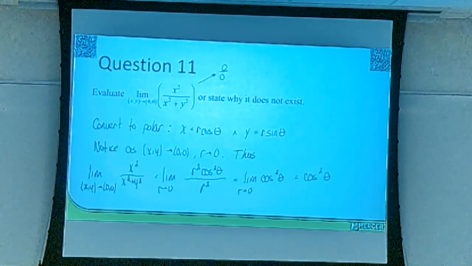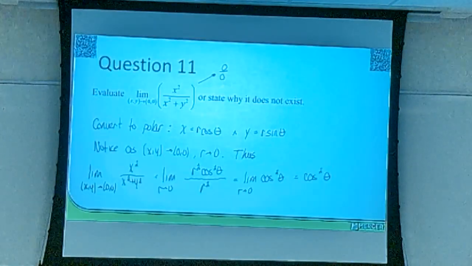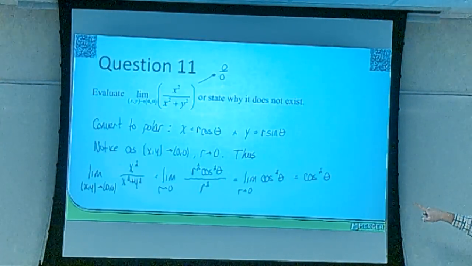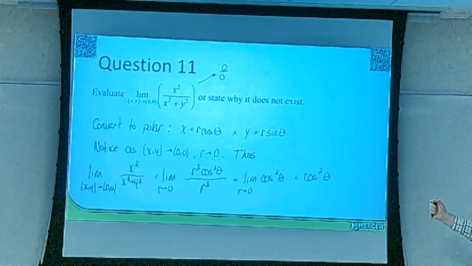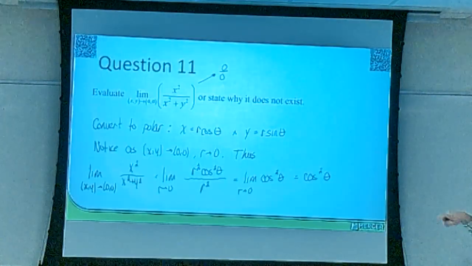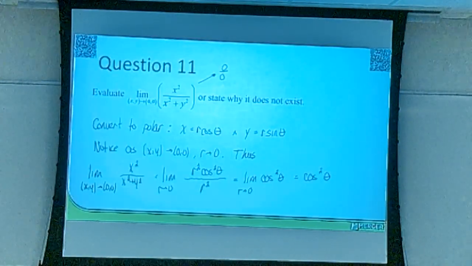Equals cosine squared of theta. That limit depends on theta, which means it depends on the angle at which we're approaching the origin. So once again, the limit does not exist, because it depends on the path.